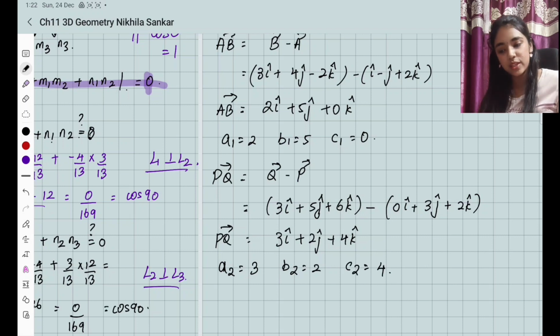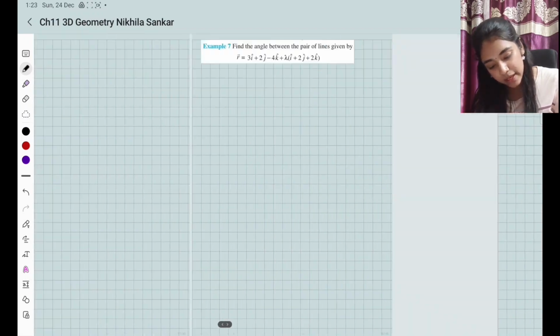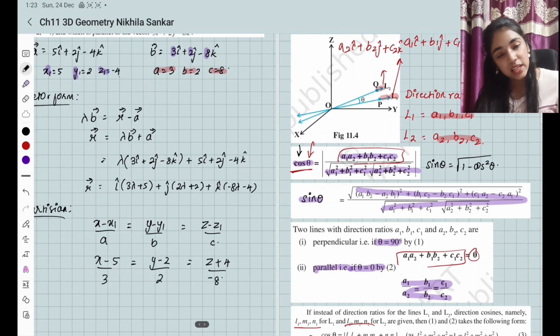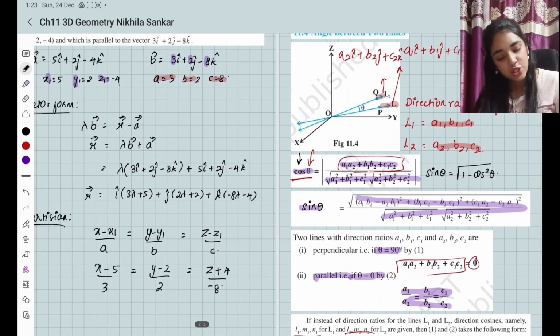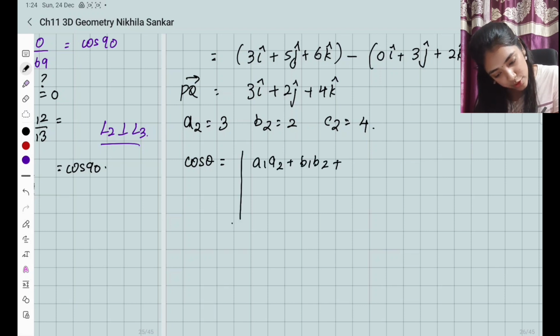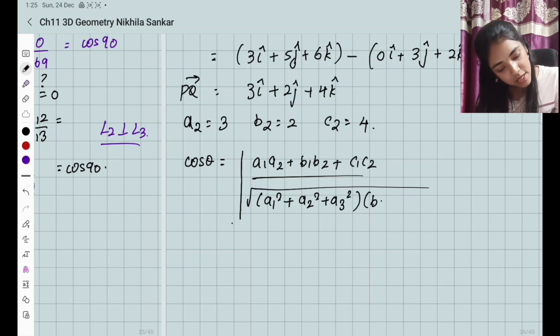So A2, B2, C2 we have found. We just saw this, so you can also write it in such a form. Now, what formula do I see here? Here we are dealing with direction ratios. In the previous question we worked with direction cosines; with direction ratios I can again take cos theta to be this equation. So first, let us write it. Cos theta equals the magnitude of A1 A2 plus B1 B2 plus C1 C2, the whole divided by the square root of A1 square plus B1 square plus C1 square times the square root of A2 square plus B2 square plus C2 square.